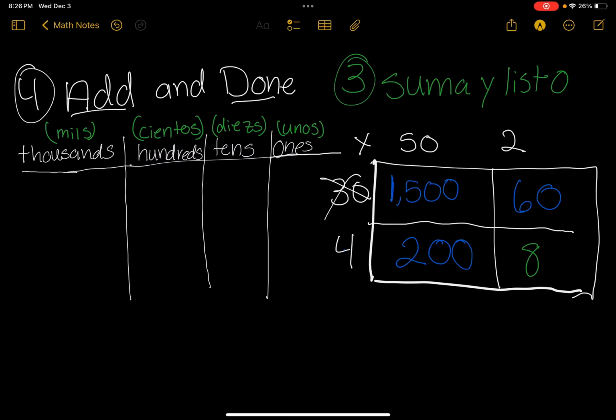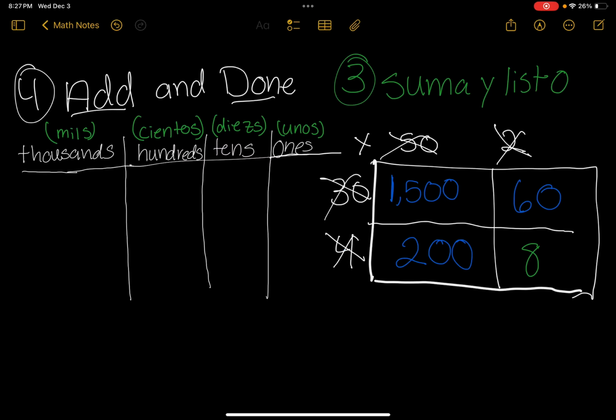30 retired, 50 retired, 2 retired, and number 4. They all retired. They're in Bahamas, chilling, living their best life. So 1,500, my apologies, 60, 200, and 8 will be added up.